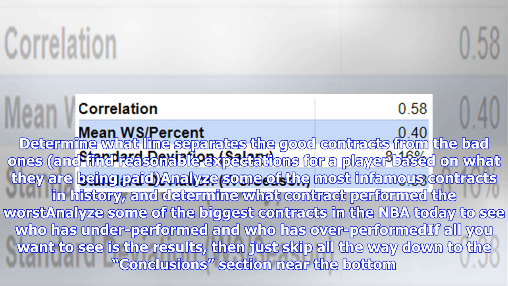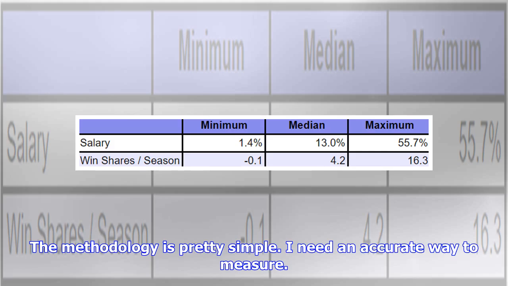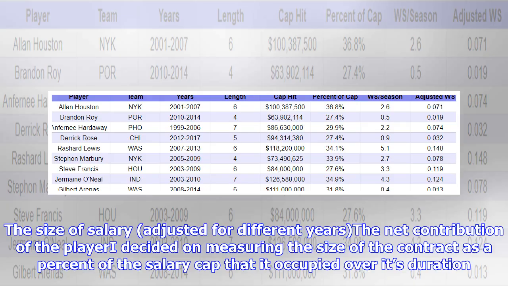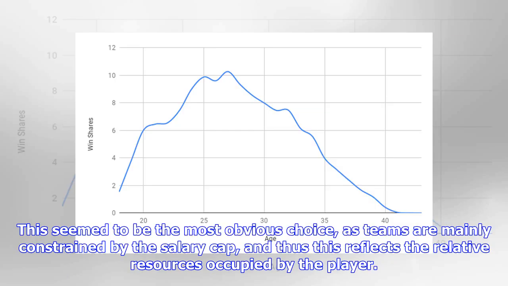If all you want to see is the results, then just skip all the way down to the conclusions section near the bottom. The methodology is pretty simple. I need an accurate way to measure the size of salary, adjusted for different years, and the net contribution of the player. I decided on measuring the size of the contract as a percent of the salary cap that it occupied over its duration. This seemed to be the most obvious choice, as teams are mainly constrained by the salary cap, and thus this reflects the relative resources occupied by the player.